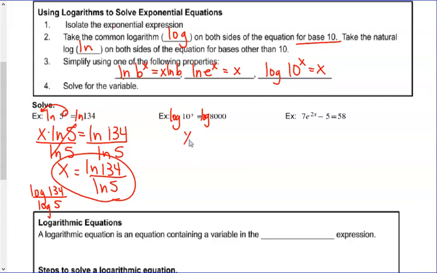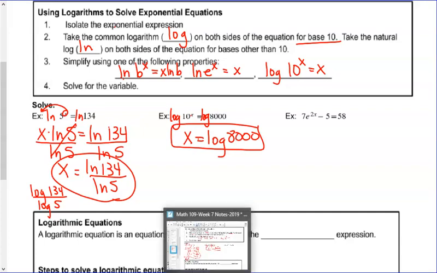Well, it is the power of x. That's what I'm looking for by that property. We can condense all this down just to x is equal to the log of 8,000. Again, you can put that in your calculator for a decimal value, but this is the exact answer, okay?